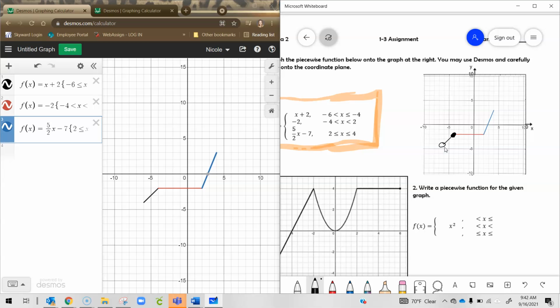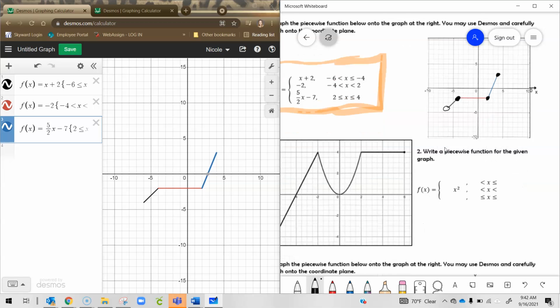When x is +2, this middle one did not want to equal +2, but the last one did. So same thing, that closed dot's going to overpower that open dot since they're shared right there. And then when x is +4, x does want to equal, so another closed dot. And that's the first one.